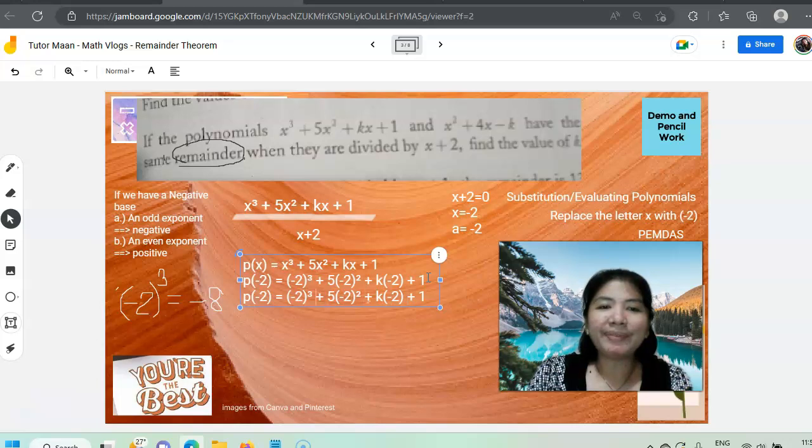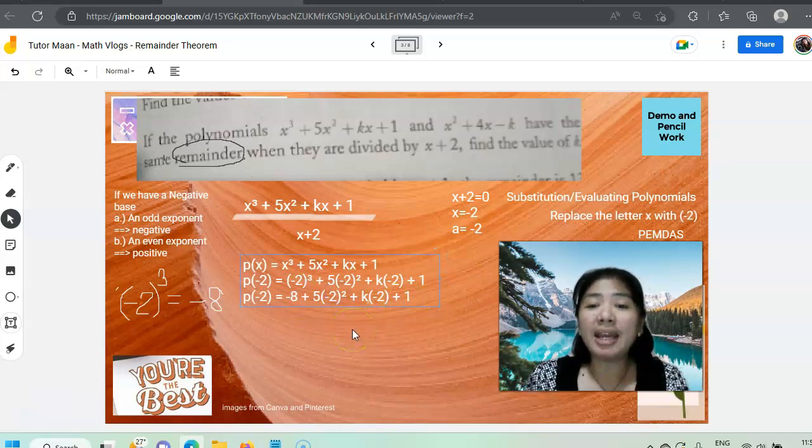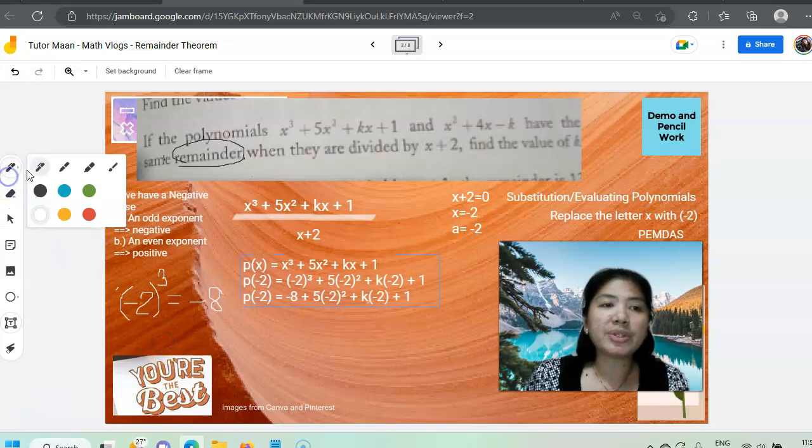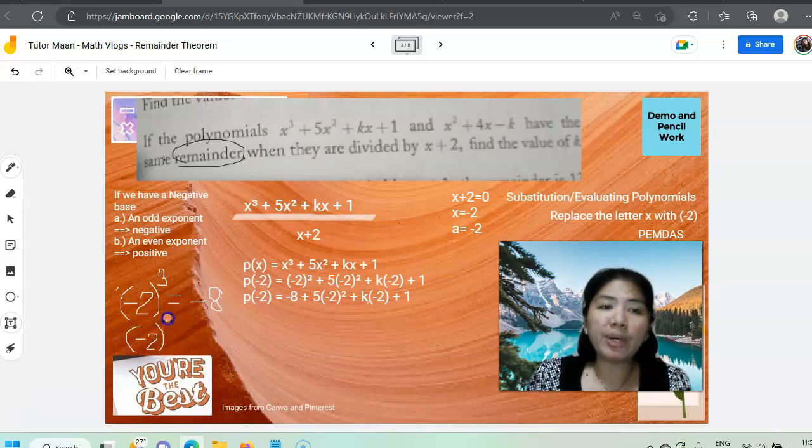So that would be negative 8. Now for the second term. So copy 5, and how much is negative 2 squared? Again, we have a negative base raised to an exponent that is even. Then the answer will be positive. And then how much is 2 squared? It's 4. So negative 2 squared is positive 4. So we are going to replace negative 2 squared with positive 4.